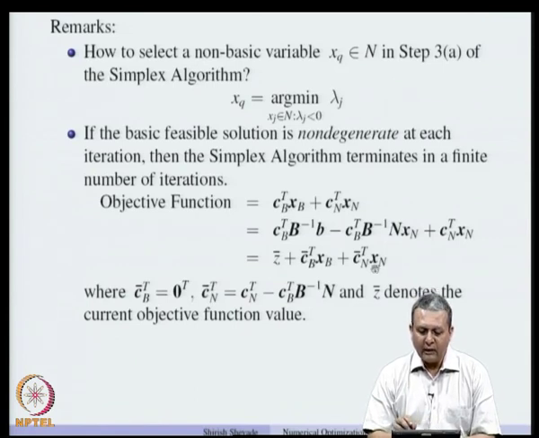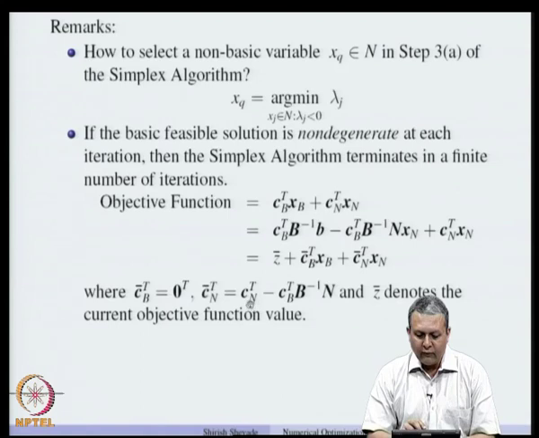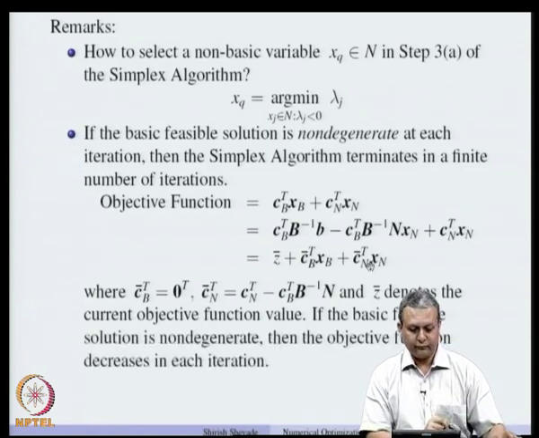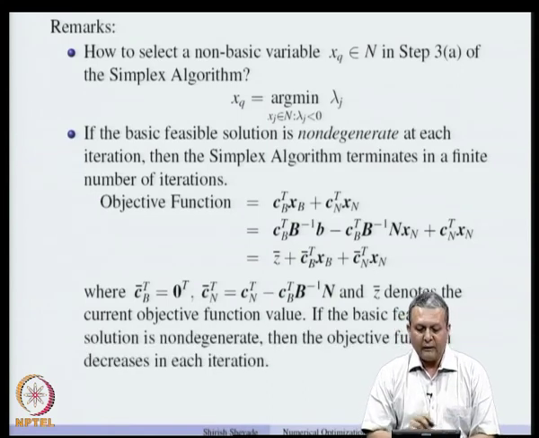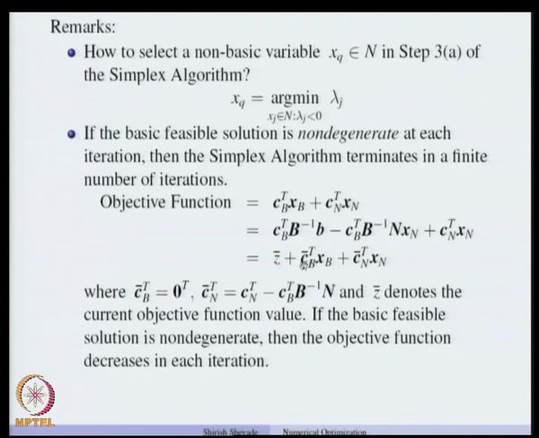Now, if any of the entries in the CN bar vector is negative, then as we saw earlier, the non-basic variable corresponding to that negative entry can be made basic by increasing that variable to a positive value. And therefore, once we increase that variable to a positive value, the objective function value will decrease, because CB bar is anyway 0.